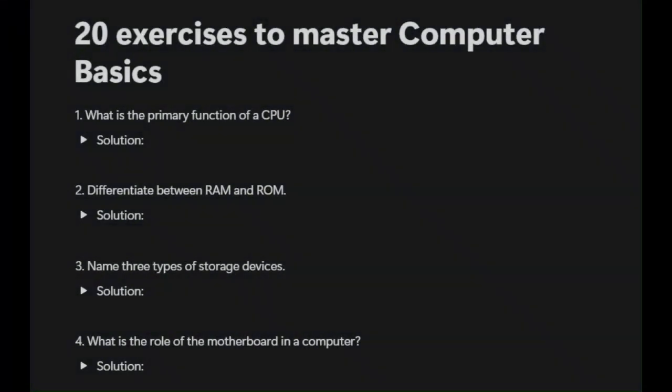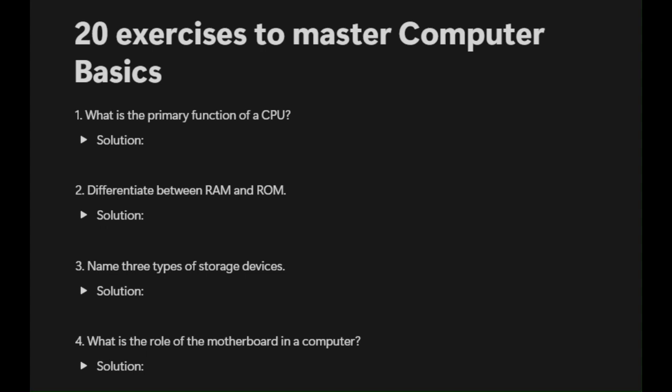Let's start with exercise number 1. What is the primary function of a CPU? First of all, the CPU stands for the Central Processing Unit. It's the brain of the computer. It is responsible for processing instructions, performing calculations, and managing the data.